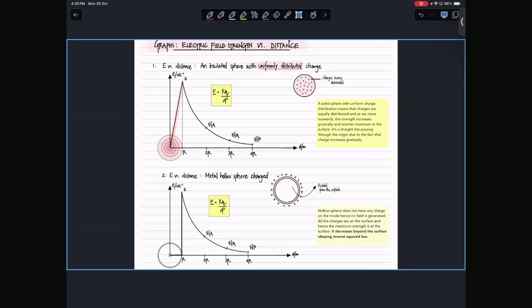So the area and the gradient of the graph don't really give anything meaningful, so you can ignore it. But yeah, the area gives you potential V, which we'll see very soon.